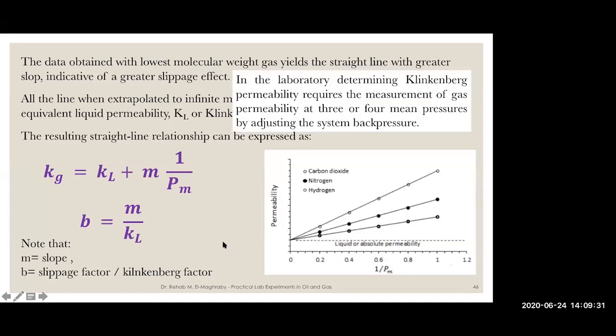In the lab, to measure the Klinkenberg effect, we have to take 2 or 3 or 4 measurements at different mean pressures, at different average pressures. So we control this pressure through the back pressure regulator and/or the pressure regulator of the cylinder.